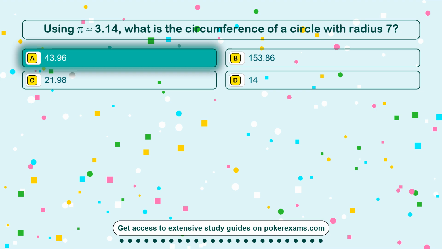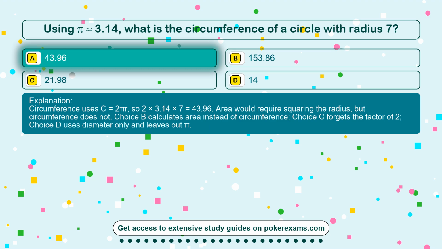The correct answer is option A, 43.96. Circumference uses C equals 2 pi r, so 2 times 3.14 times 7 equals 43.96. Area would require squaring the radius, but circumference does not.